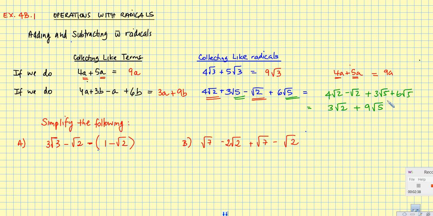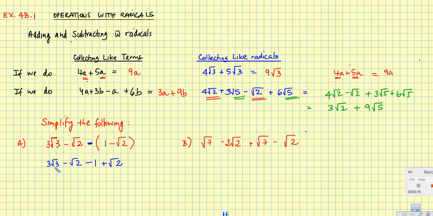All right, let's take a look at a couple of examples. So we've got 3 root 3 minus root 2 minus bracket 1 minus root 2. So we have 3 root 3, well that can't be simplified in any way, so 3 root 3 minus root 2. Now because I have this minus in front of the parentheses, that means that everything inside the parentheses changes its sign. So it goes to minus 1 plus root 2.